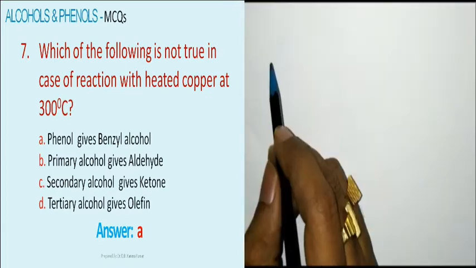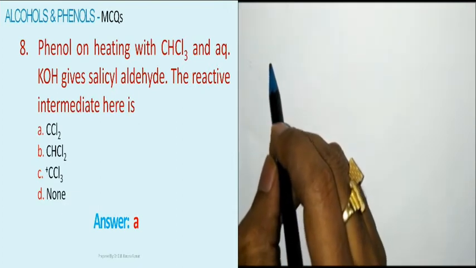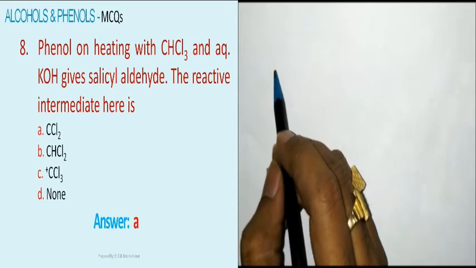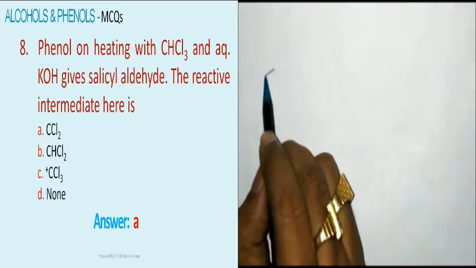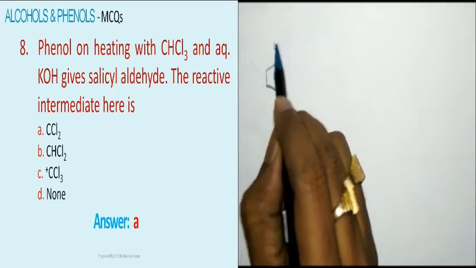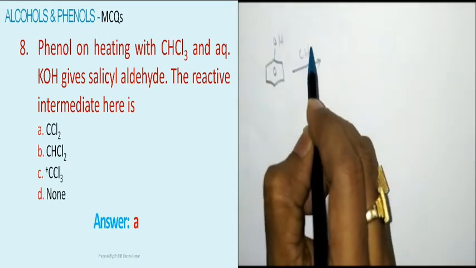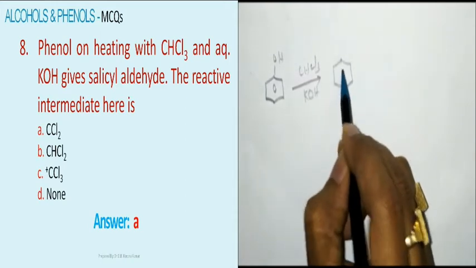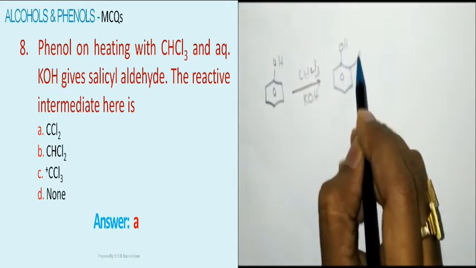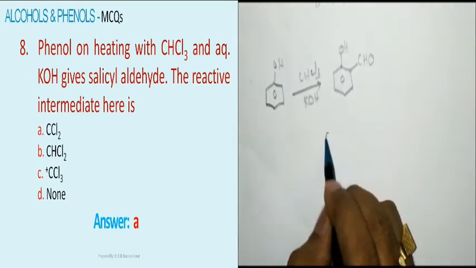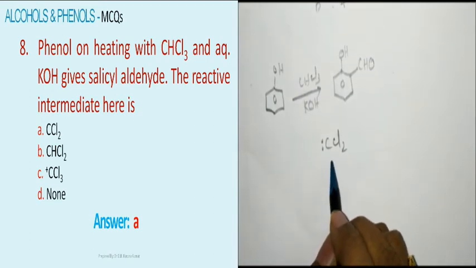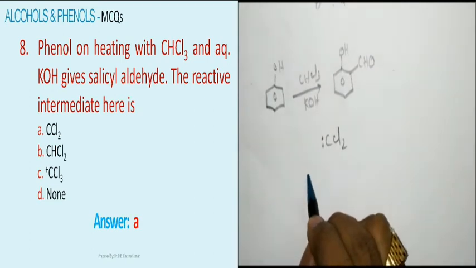In question number 8, phenol is heated with chloroform and aqueous KOH. Generally this is our Reimer-Tiemann reaction. So here phenol is made to react with chloroform, CHCl3, and aqueous KOH. It gives you salicylaldehyde, and the reactive intermediate present in this particular process is dichlorocarbene, that is CCl2, where carbon is having one lone pair of electrons. Therefore the option A is correct.